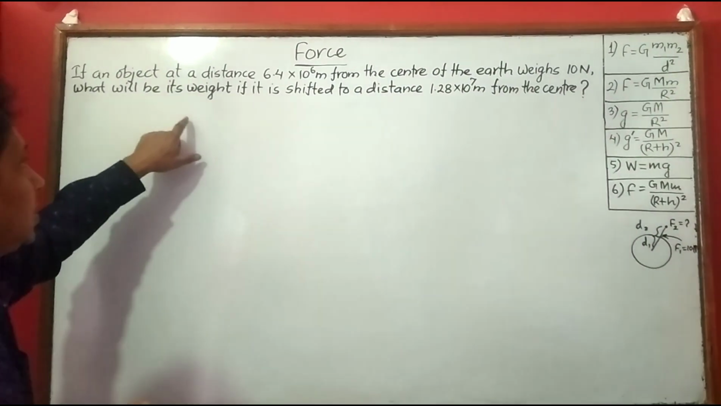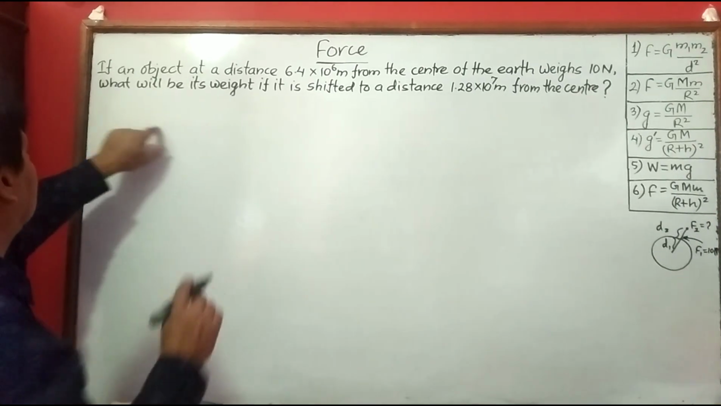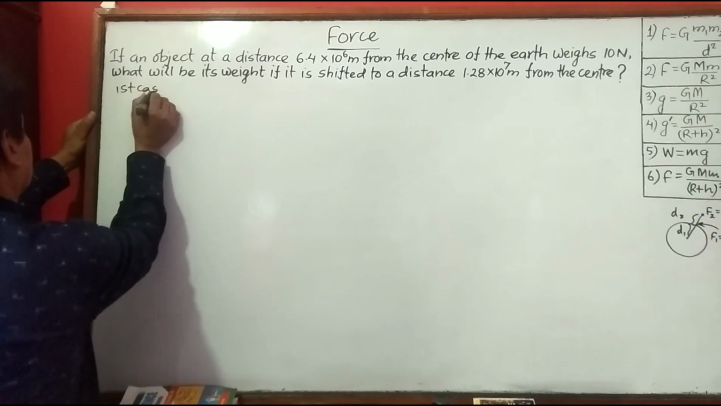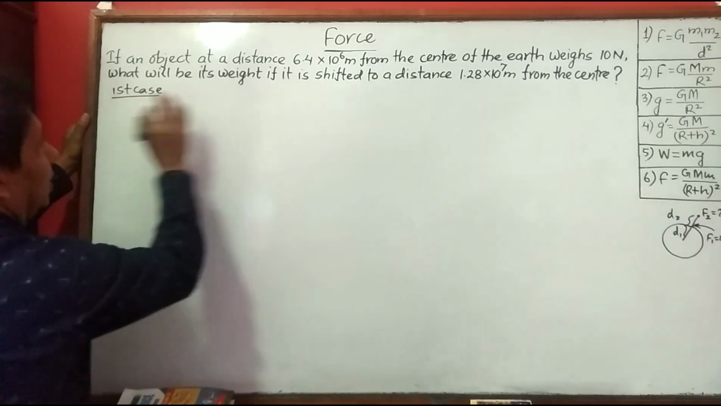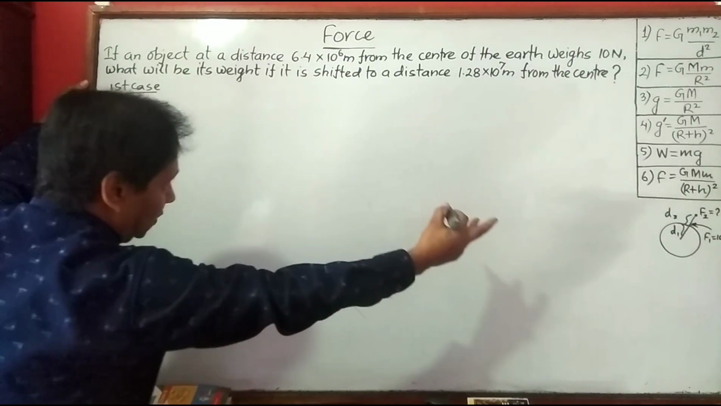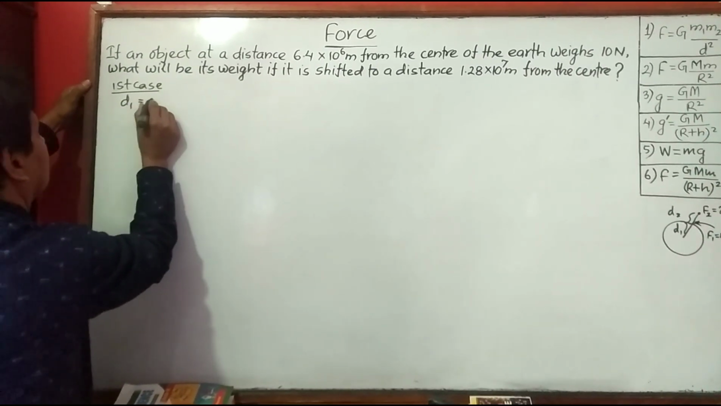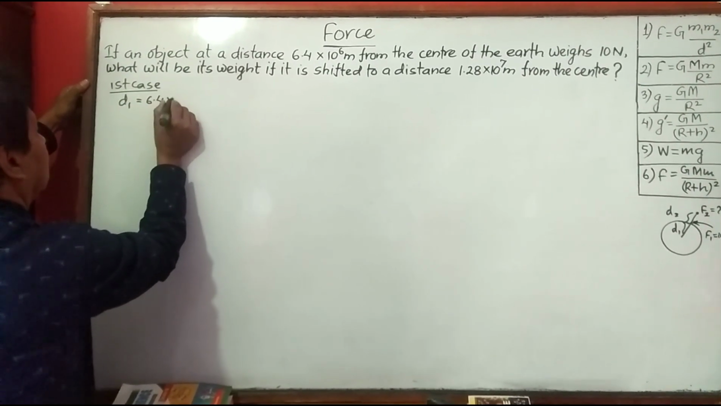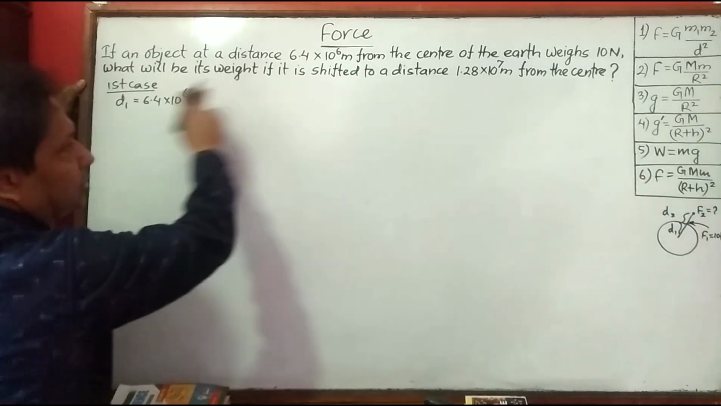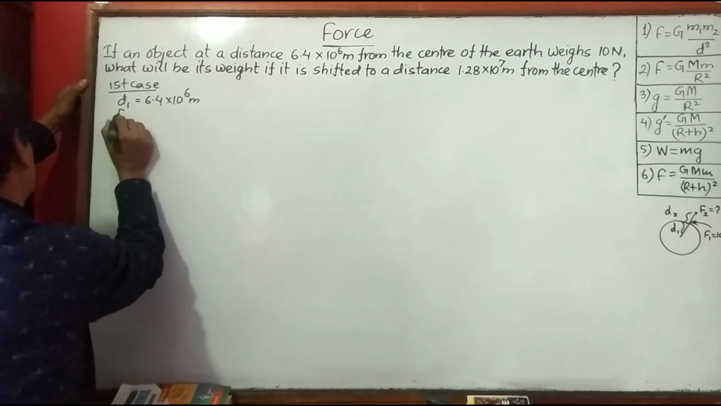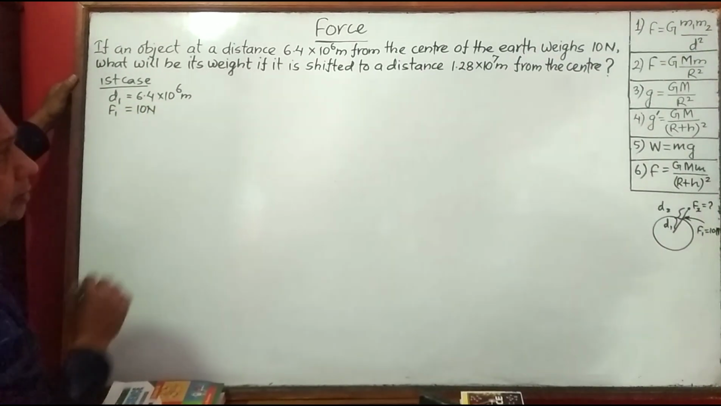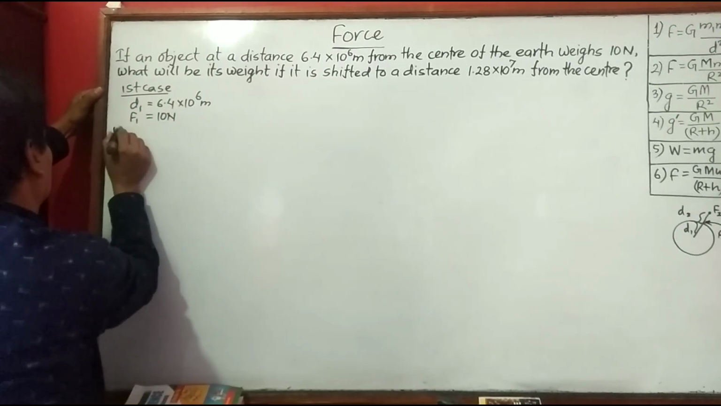Now I want to convert it into a mathematical form. Look at this. In the first case, the distance is given. We can represent it by d1, what I told you just now. d1 is equal to 6.4 × 10^6 meter, and at this distance the weight is 10 Newton. Weight force F1 is equal to 10 Newton. This is the first case.